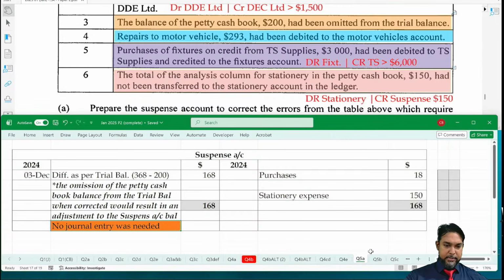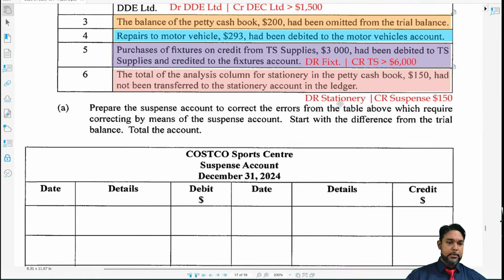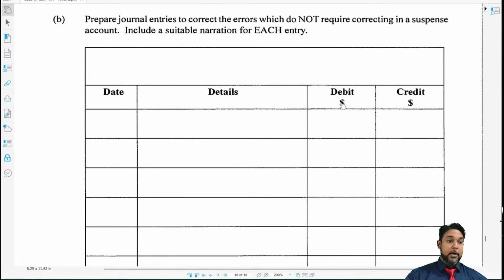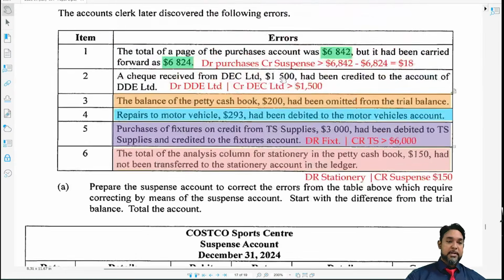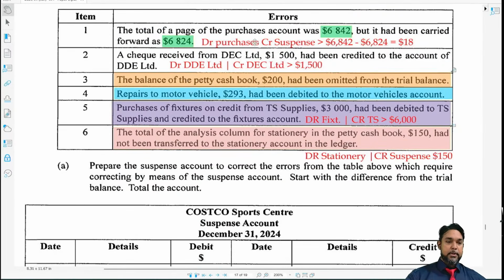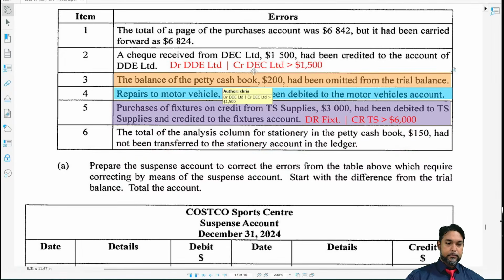All right. Let's see. We have just a couple more parts left here. So that was 6 marks, right? Okay, prepare the journal entries to correct the errors which do not require correcting in a suspense account. Include a suitable narration for each entry. That's 8 marks. Okay, cool. So I'll just pull this back up. All right, so we wouldn't need this one. We wouldn't need this one. We would need one for the blue. We took care of this one already. Took care of this one already. This one as well, right?